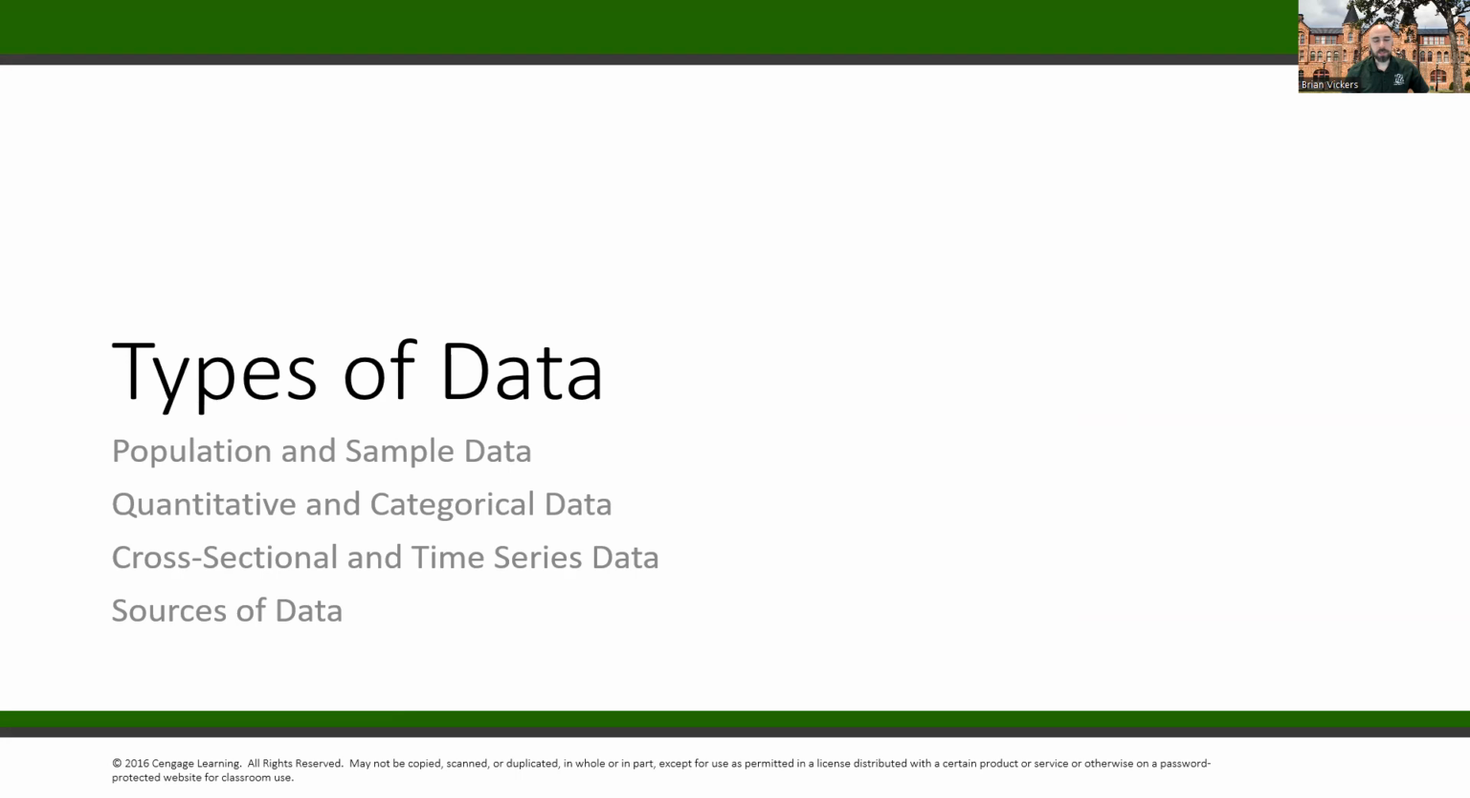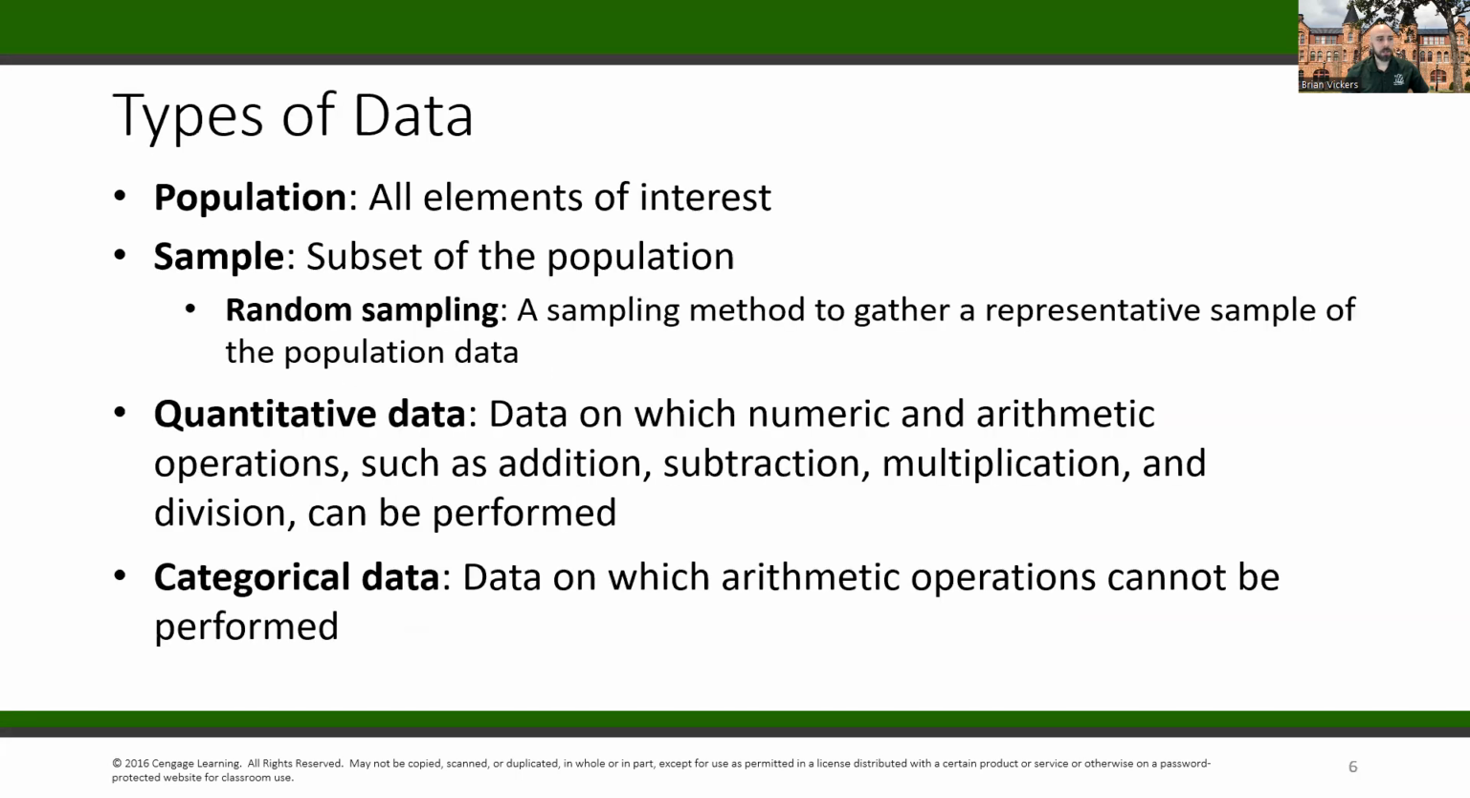All right, types of data. So here are some terms on types of data. Population would be everything. Population would be all students in a school, right? Or all students in 8th grade. A sample would be a subset of the population. So if we wanted to find information about a population, typically we do random sampling.